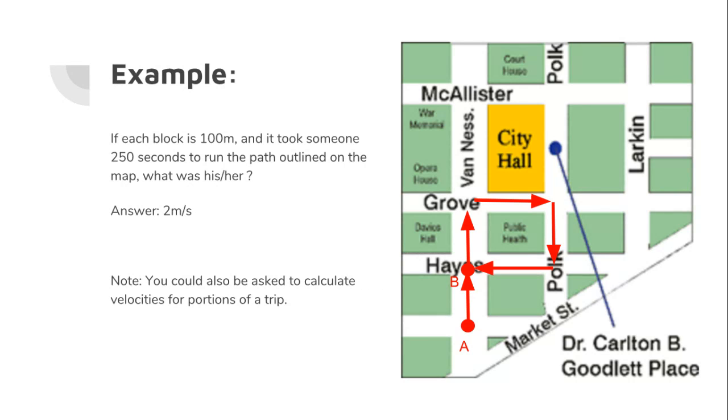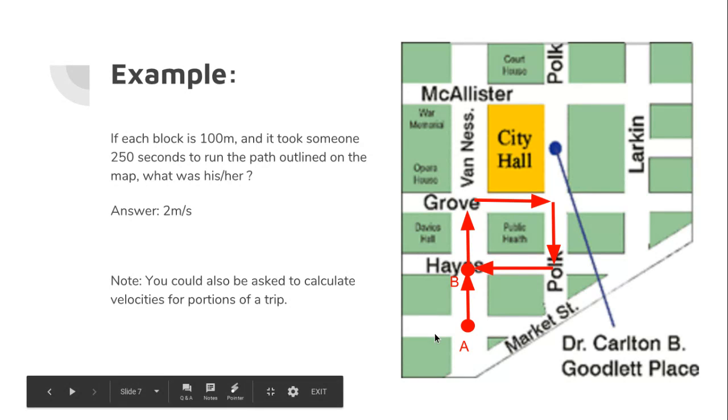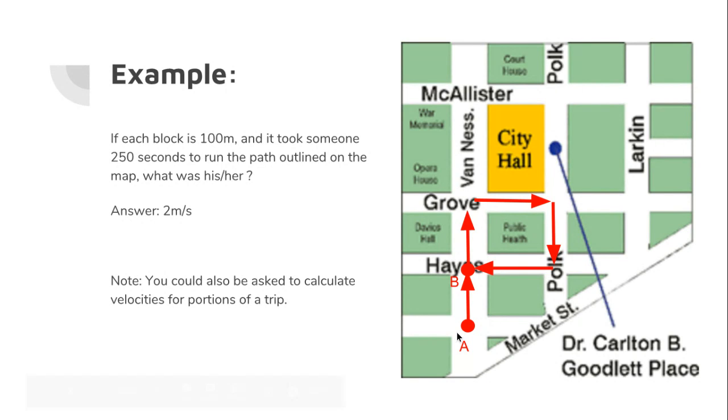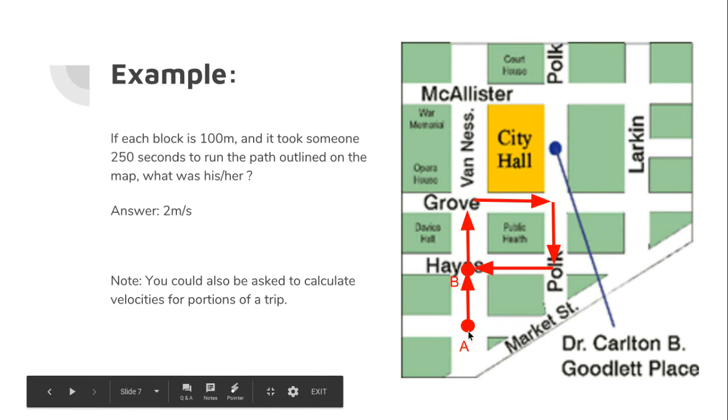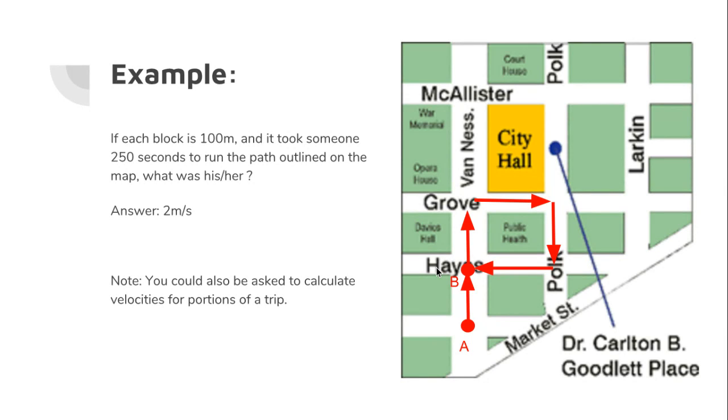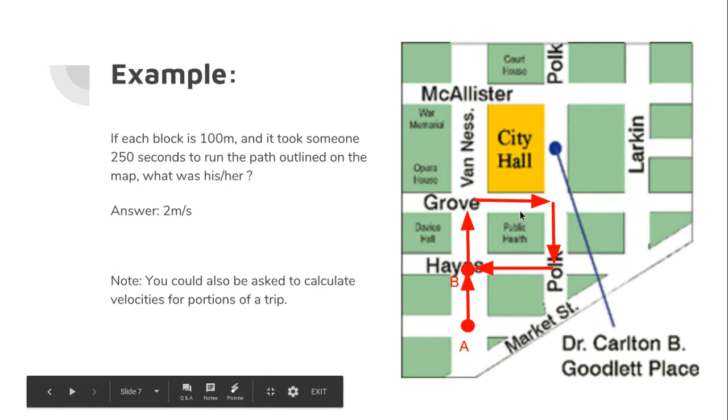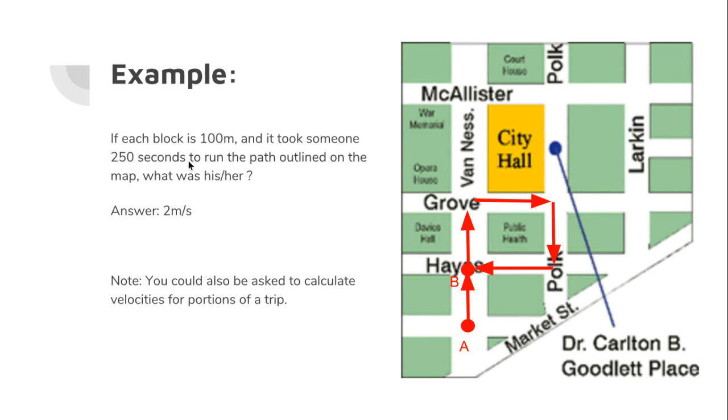So one example problem, if we go back to our original one that we had before, if we said that each block is 100 meters, and it took someone 250 seconds to run the whole path outlined on the map, what was his or her velocity? So if we look at this, there's 5 blocks, right? Remember that. So that's 500 meters that was traveled. That's the distance. And it said it took someone 250 seconds to travel that. So 500 divided by 250 is 2 meters per second.